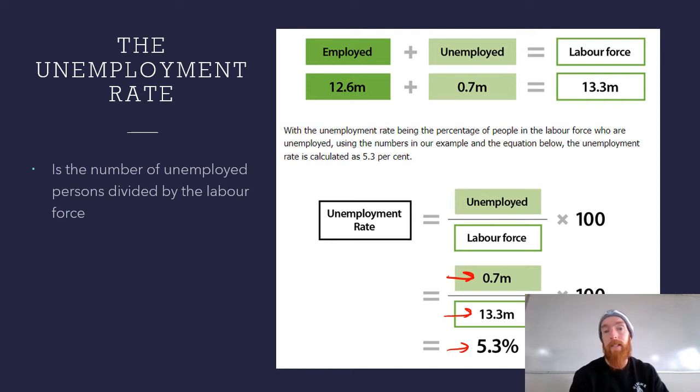If we were to simplify this a little bit, we could have a population where there are 9 people employed, 1 person unemployed, which means we've got a labour force of 10.